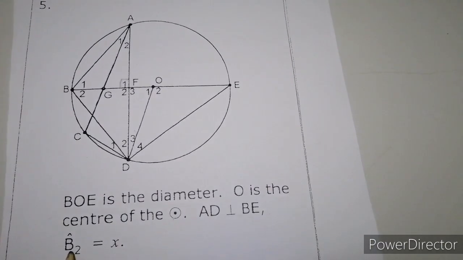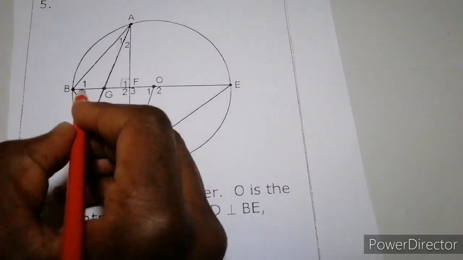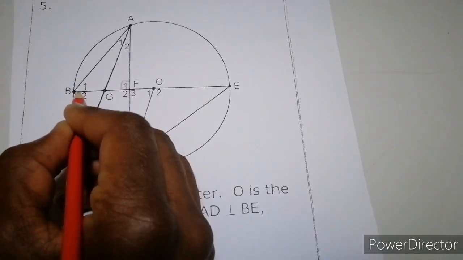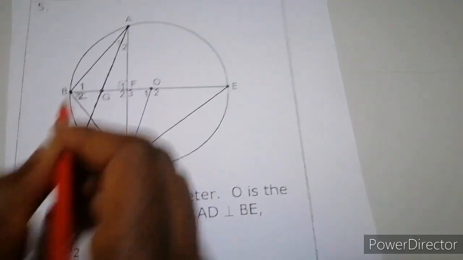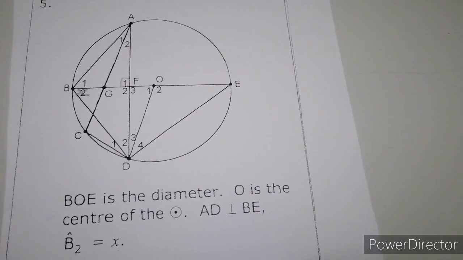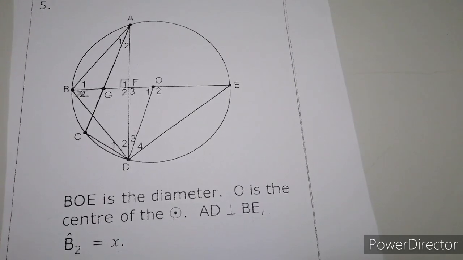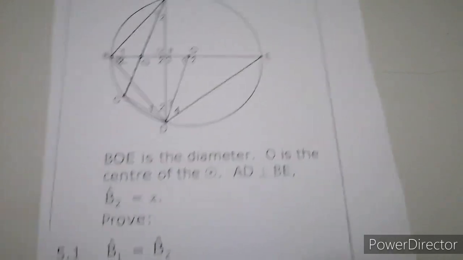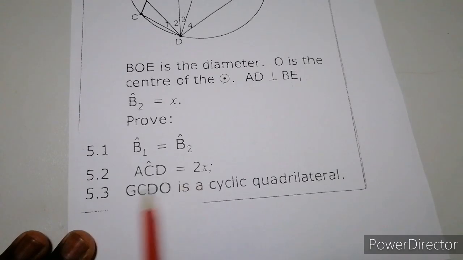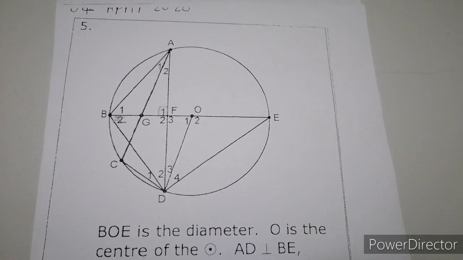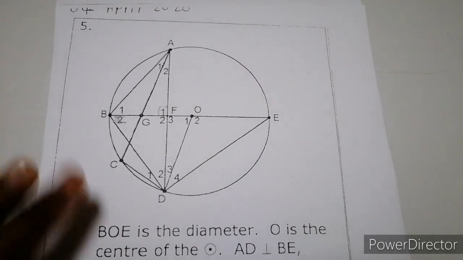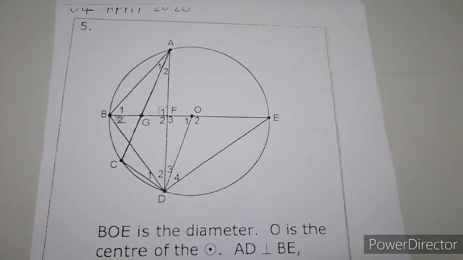Right, and then B2 is X. Let's indicate that this is X. Now, where do we start? Remember, I told you don't rush and answer a question by a question just to get answers. No, we're going to start with what we know. We're going to indicate angles that are equal, anything that you know about theorems. Now, when we check there, we have many angles equal.